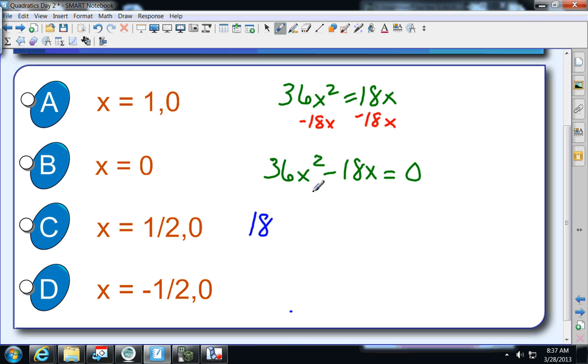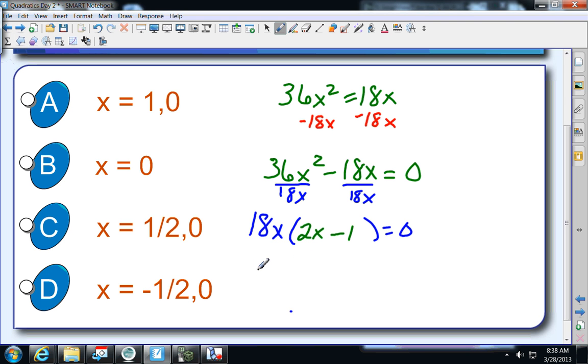But I also see I have an x squared and an x, so it's going to be 18x. If I divide everything by 18x, what do I have left? Well, 36 divided by 18 is 2, and if I take out an x, I just have 2x. This right here is minus 1. You notice how there's no x squared now in the parentheses? We've actually factored as far as it can go.